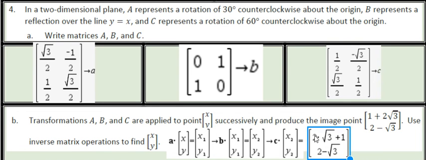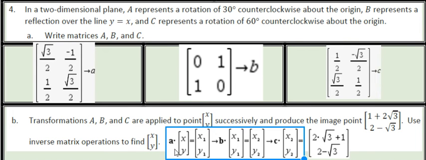So the key is inverses. And this is composition. Order matters. We can't just start and do A prime, then B prime, then C prime. Since this is composition, there was more than one transformation at a time, we have to work from the inside out.